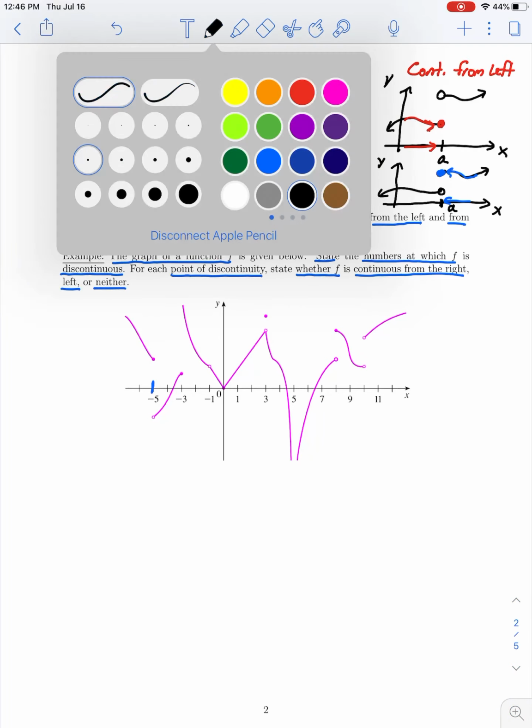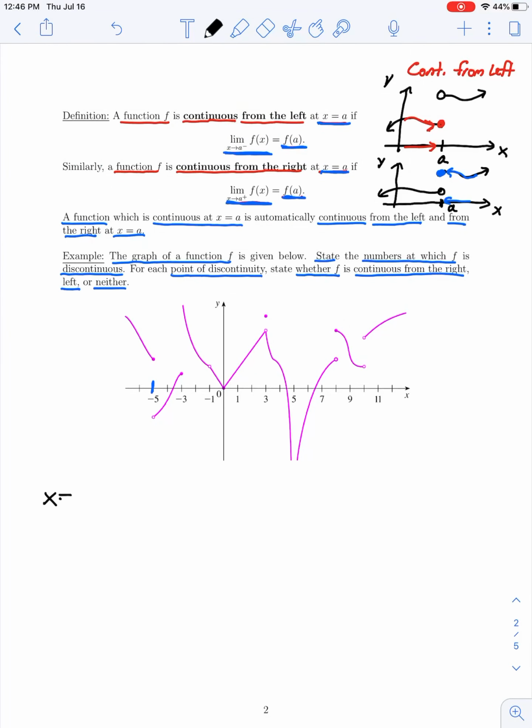We clearly have a jump discontinuity. So at x equals -5, we have a jump discontinuity. And the question is whether this is continuous from the left, the right, or neither. Now we can see the value of the function at x equals -5 is this value. And the left-hand limit of our function is equal to the value assigned to the function at x equals -5. So here we have continuity from the left.